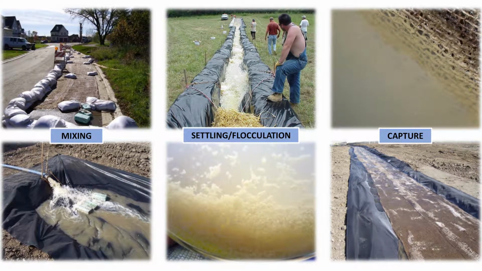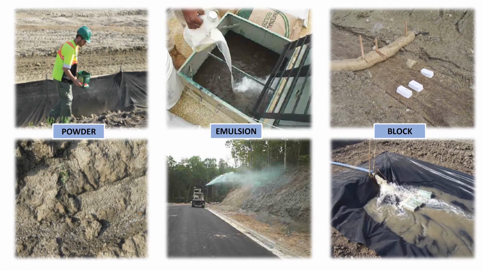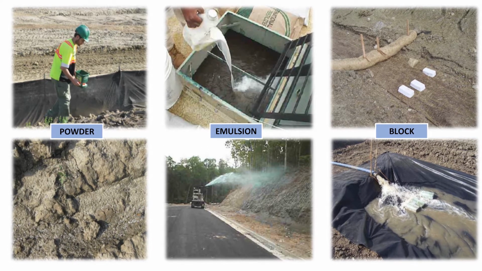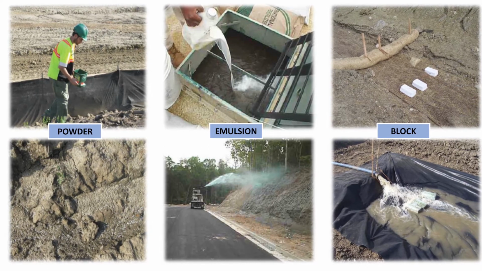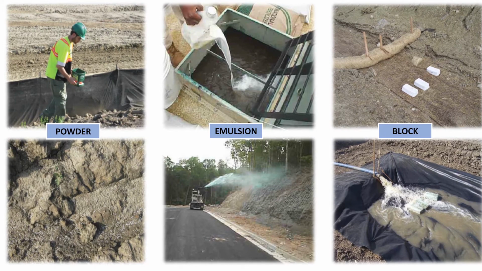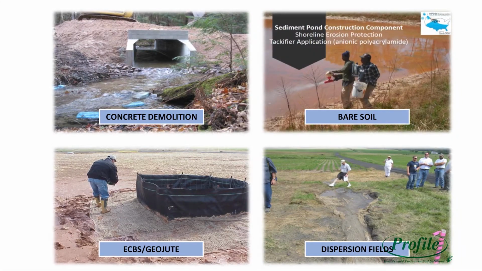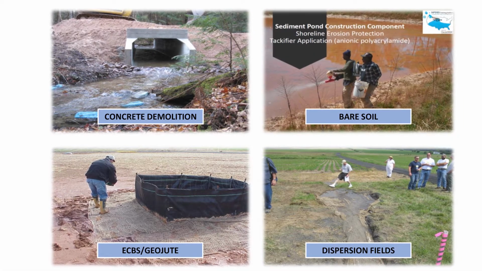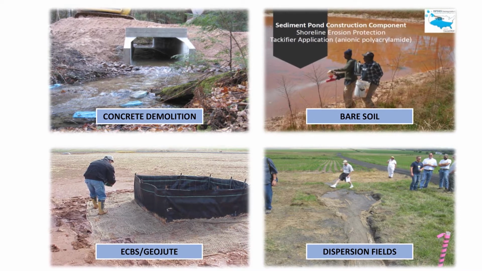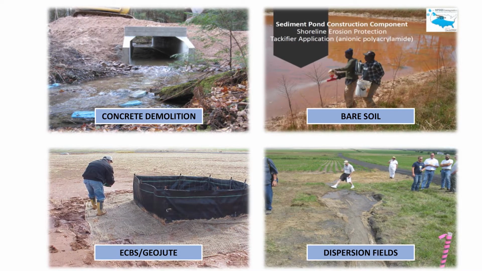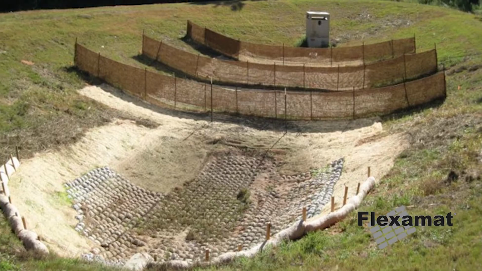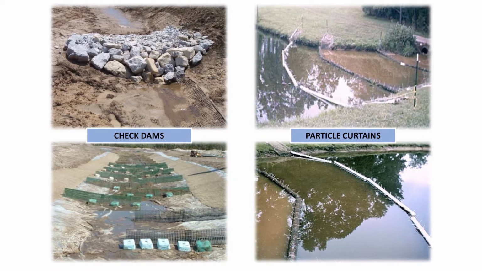Polymers are installed in the form of dry powder, a liquid emulsion, or in a block like soap on a rope. Powder and liquid polymers are applied with a hydroseeding, other spraying equipment, or in cooling lubricated water for concrete or hydro demolition equipment. These installations are surface applied onto soil, concrete, erosion control matting, and geojute in dispersion fields, check dams, and upstream of particle curtains.